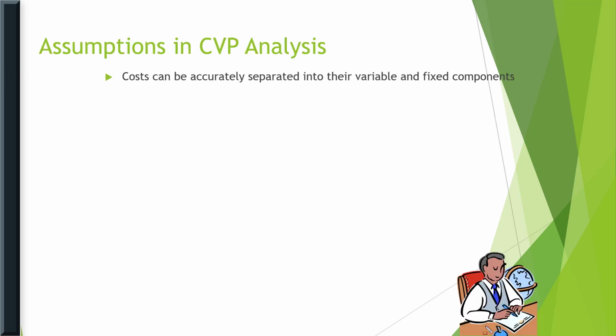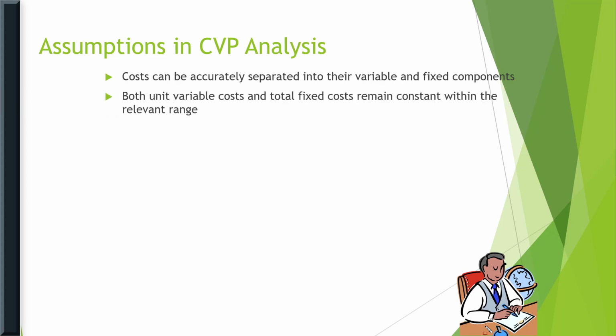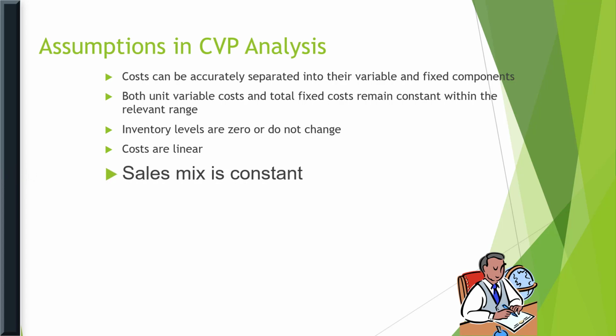And there are also some assumptions in CVP analysis. The first assumption is cost can be accurately separated into their variable and fixed components. Both unit variable cost and total fixed cost remain constant within the relevant range. And inventory levels are zero or do not change. And all cost must be linear. And also the sales mix will be constant.